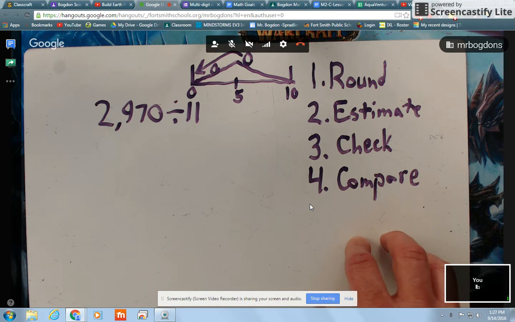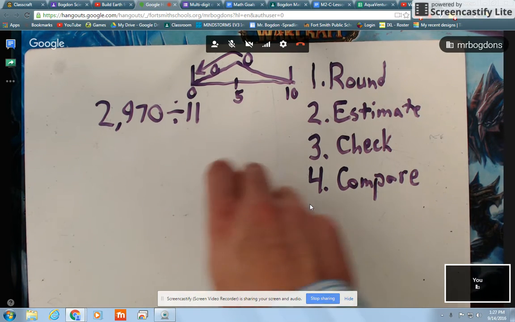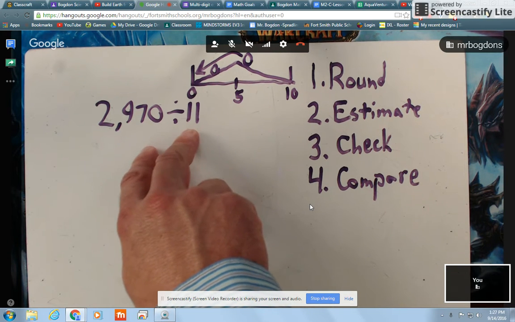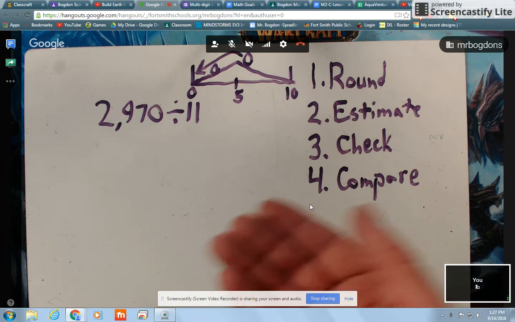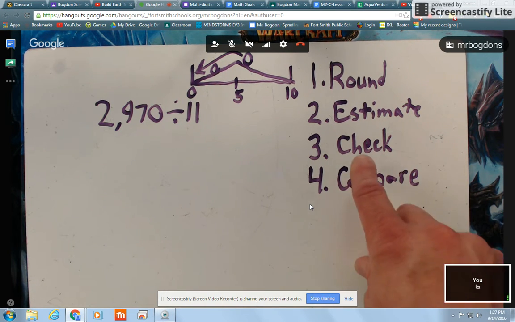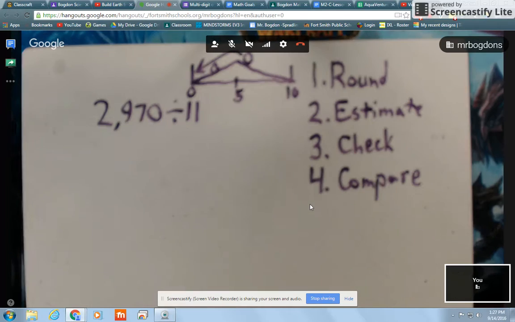So here's our strategy that we're going to use. We're going to look at our division problem. We're going to round our divisor and our dividend, and we're going to estimate. In other words, we're going to find an easy division answer. Then we're going to find the exact answer with the calculator, and we're just going to compare the two. That's really all we're doing.